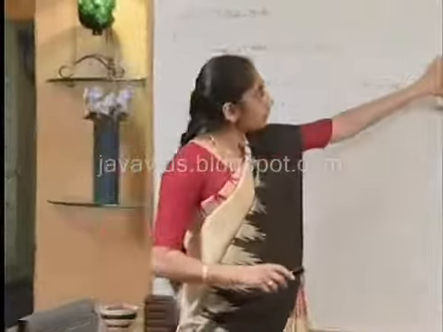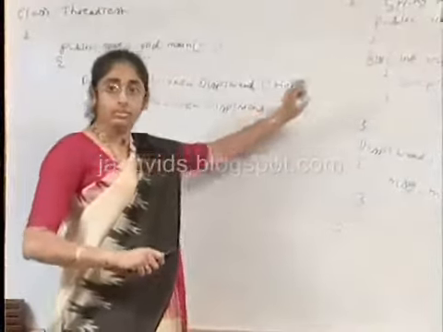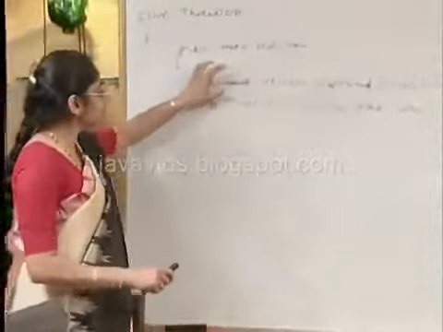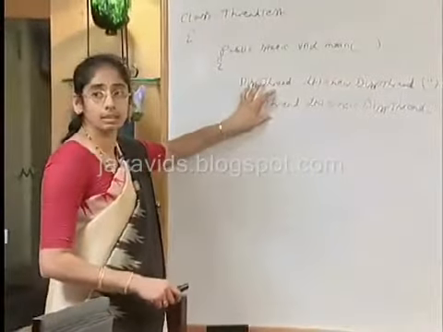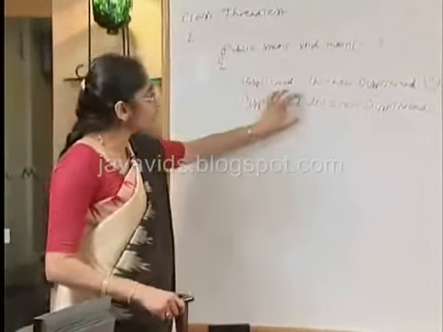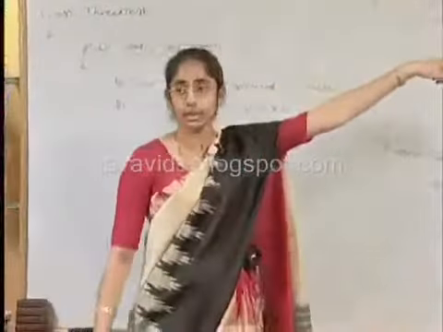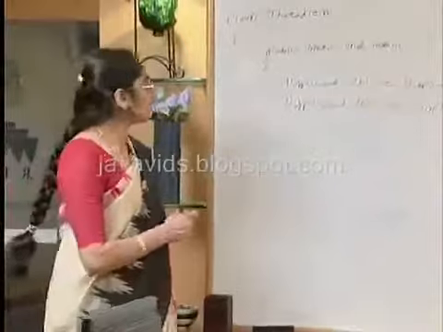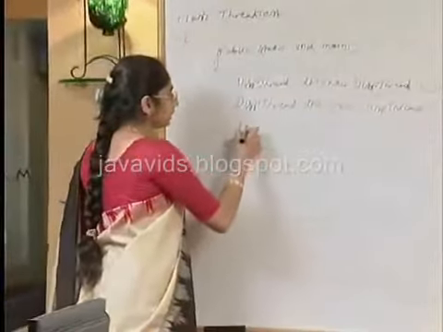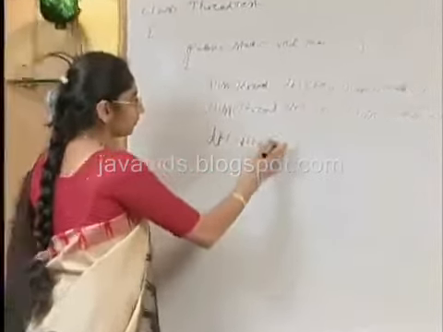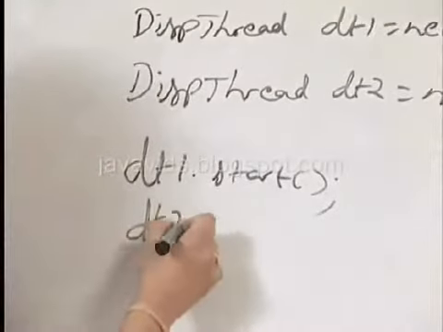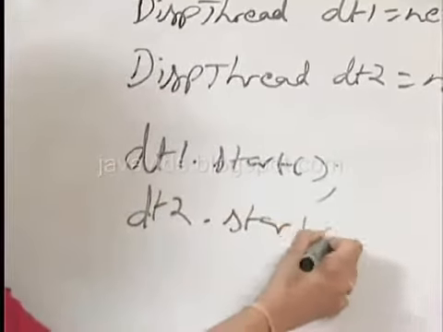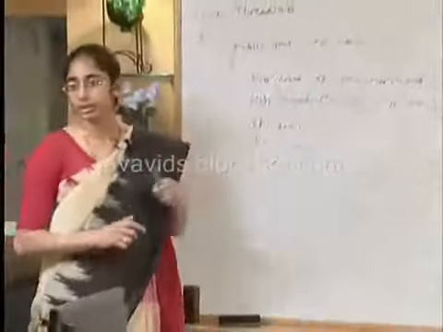So once you have overridden the run method, we said create an instance of the class. So we created two instances of that class. Thereby we got two thread objects because the class extends from Thread. An object of that class is nothing but a thread object. Next, call start on the thread. So dt1.start and dt2.start, which ends up executing the run method.